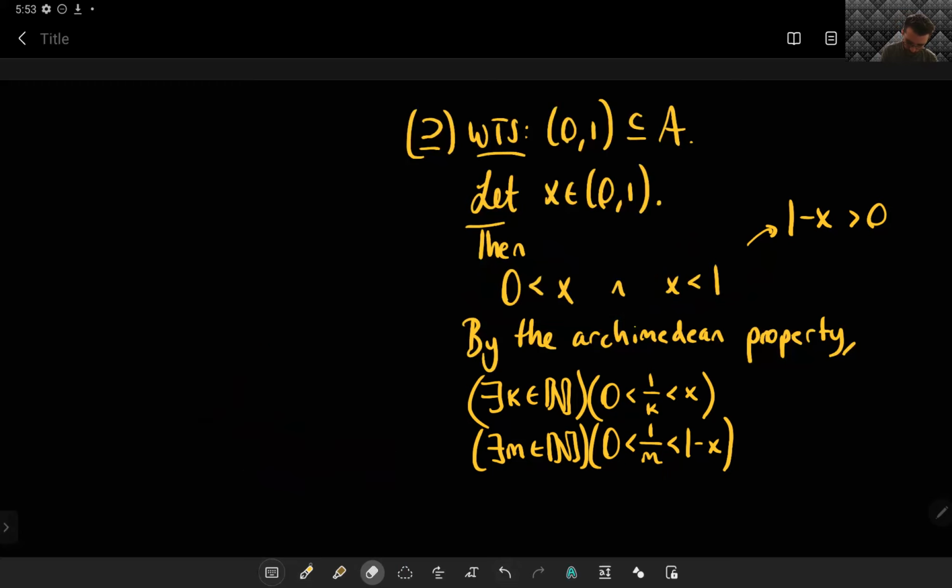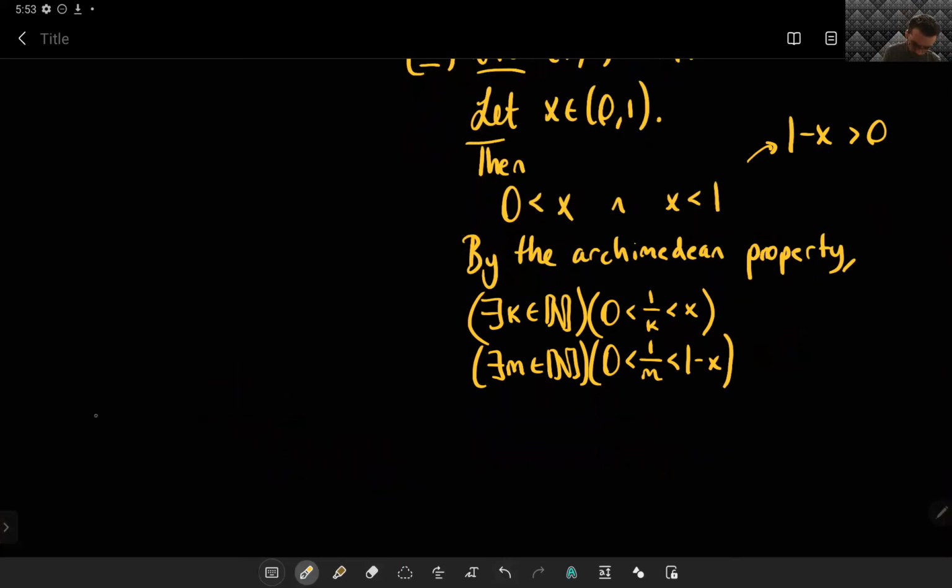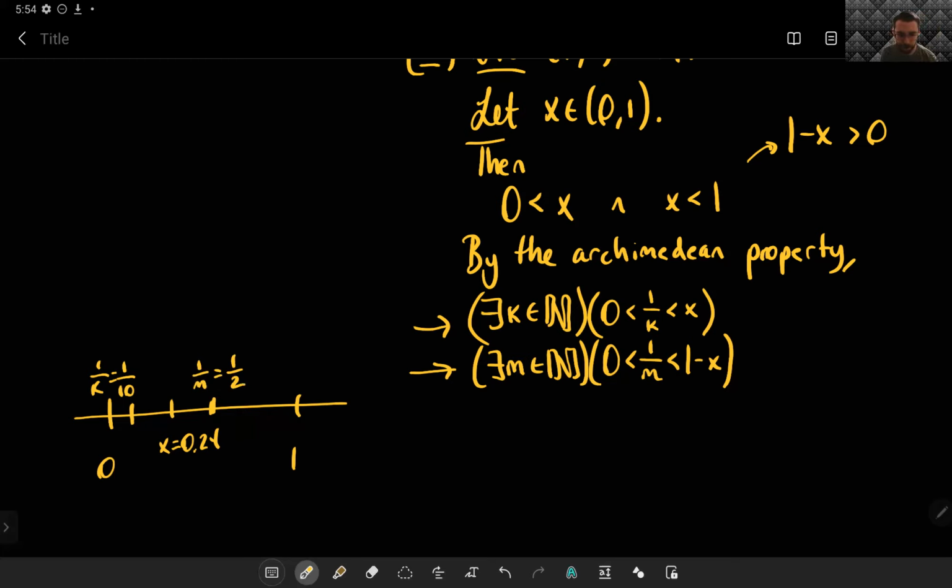So let's erase this. But what I can do, maybe I'll draw a picture. Let's put 0 and 1 on here, and let's say I picked x equals 0.24 or something. These two facts say, maybe I'll pick k equals 10. So this is the number 1 over 10, definitely less than x and greater than 0. But for m, I had a lot more leeway. Maybe I was silly and I picked 1 over m to be 1/2. So m equals 2 gives me 1 over m being 1/2. Then these numbers are different, and it's going to introduce a slight problem.